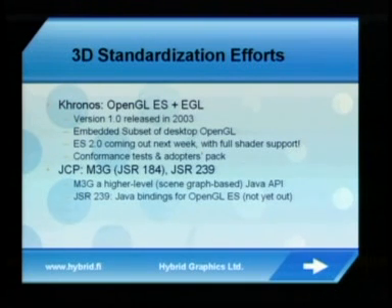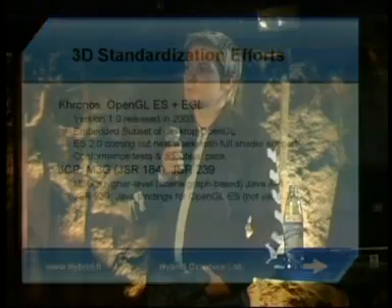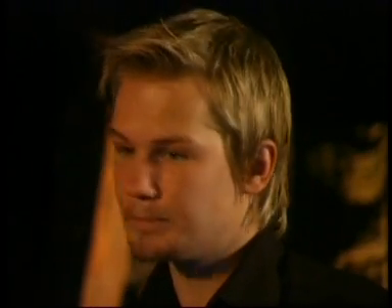On the Java side, there's the M3G, also known as JSR 184, which is a higher level, kind of scene graph based API, which is currently, I guess, the most actively used in games development. And then there's the upcoming JSR 239, which is Java bindings for OpenGL ES.